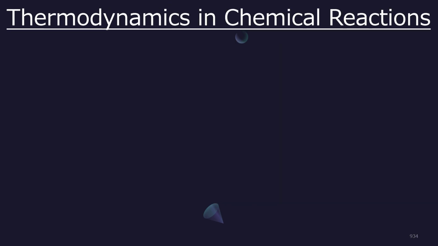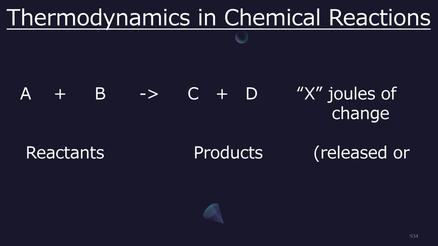So thermodynamics in chemical reactions. You guys probably have seen chemical equations, I hope, by now. You often have reactants, such as A plus B. They go to new products, such as C plus D. This is just one example that has two reactants and two products, but you can have any combination of numbers. So now we're also going to consider what energy change there is in chemical equations like this. X joules of change. Joules are the unit of energy and enthalpy that we'll be using.